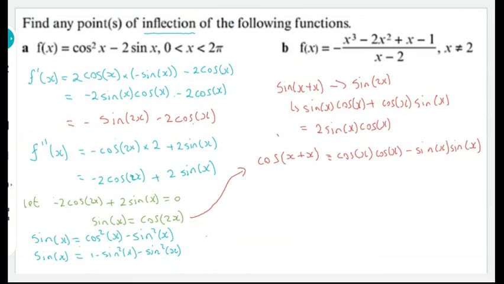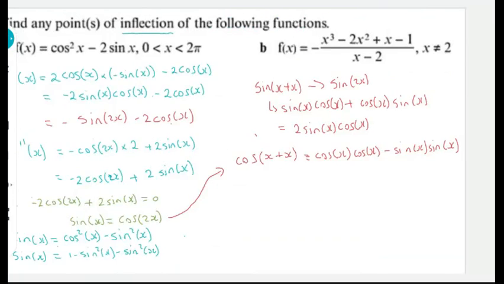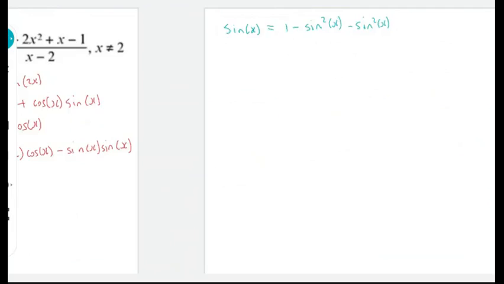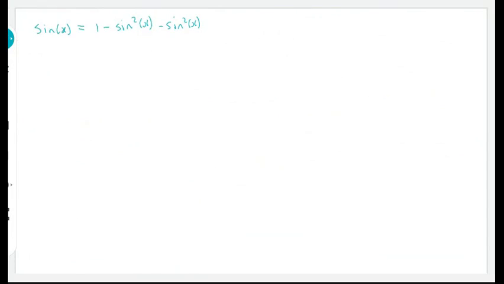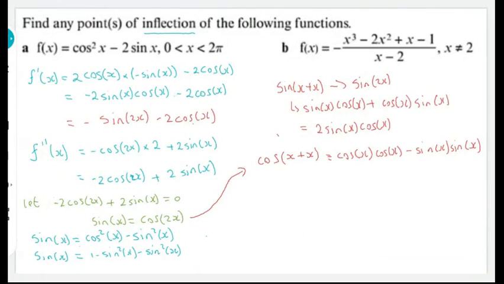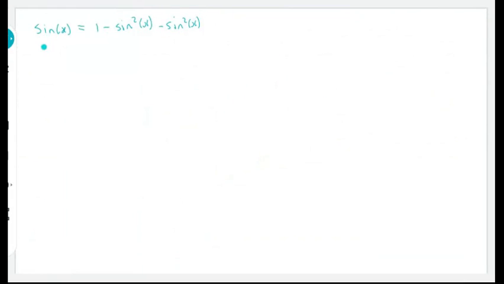So I'm just going to write this on the next page. So I've got sine x equals 1 minus sine squared x minus sine squared x. And shouldn't then it be minus sine x? Why is that? Oh no, okay, yeah, never mind. Okay, cool. So we have sine x is 1 minus 2 sine squared x, because we just simplified the sines, minus sine squared x minus sine squared x.